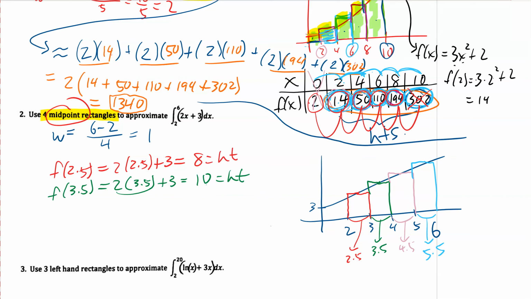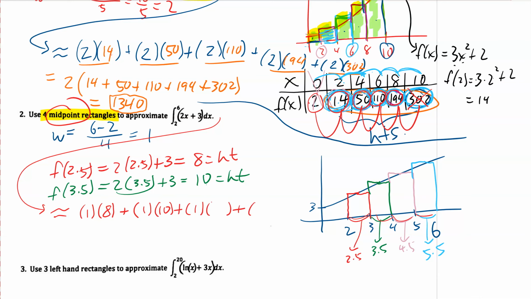All right. Now we know the base. The base is always 1. If you look down here, the base is always 1. So what we're saying is that the integral is approximately equal to, let's see, a base of 1 and a height of 8 plus a base of 1 times a height of 10 plus a base of 1 and a height of I don't know yet, and a base of 1 times a height of I don't know yet.